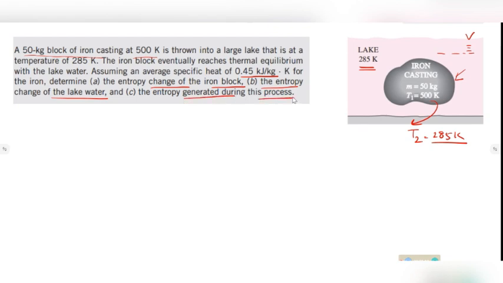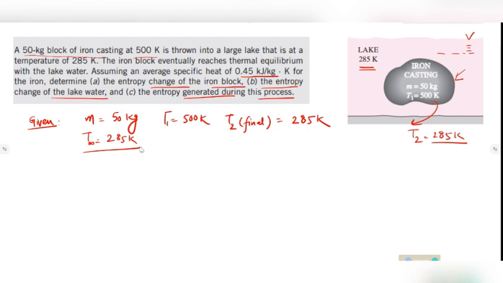So this problem is a basic problem in the second law, and from this we can understand how considering one isolated system, which consists of a system and surroundings, can be used to calculate the entropy generation. So we have the given data. Mass of block is 50 kg. T1 is equal to 500 Kelvin and T2, which is the final temperature once it reaches equilibrium with the lake, is 285 Kelvin, and temperature of lake, T infinity, is also 285 Kelvin. The lake is a sink, therefore there will be a negligible change in the temperature of the lake.